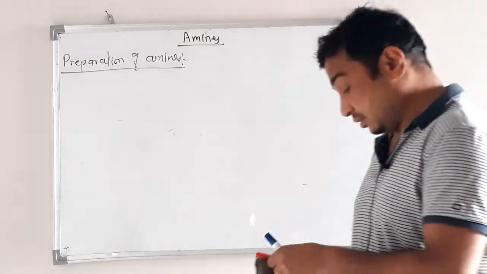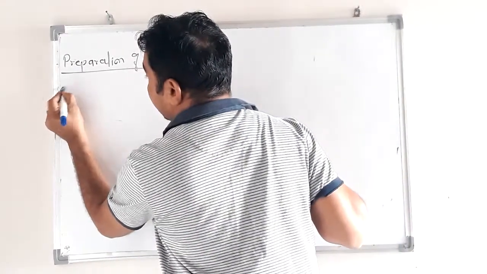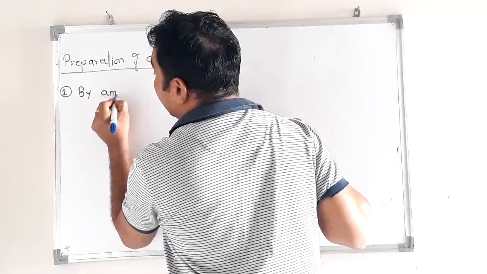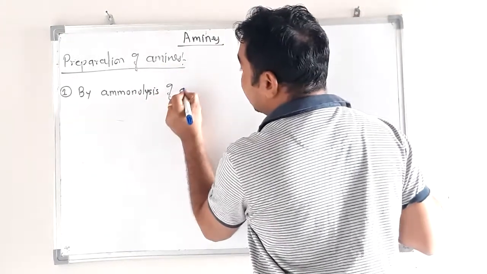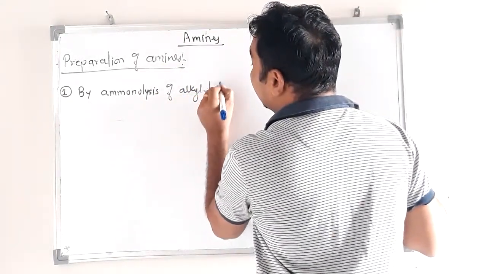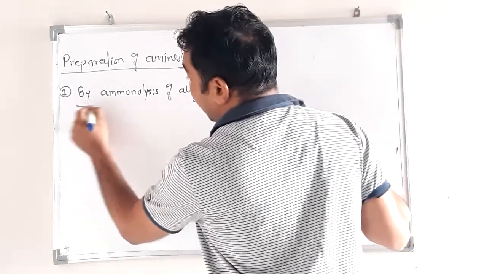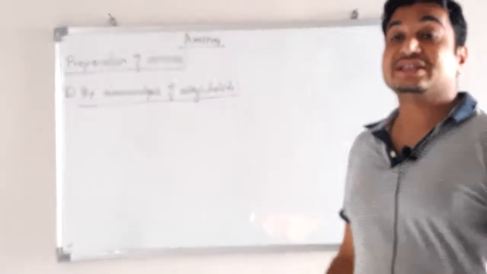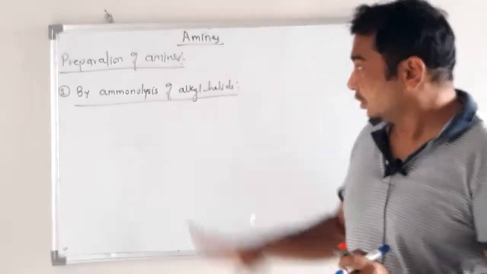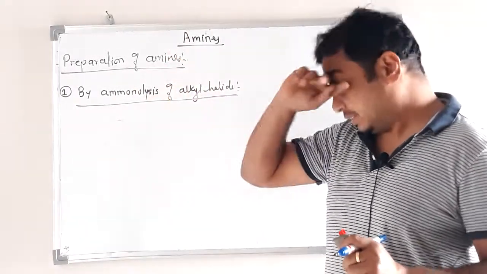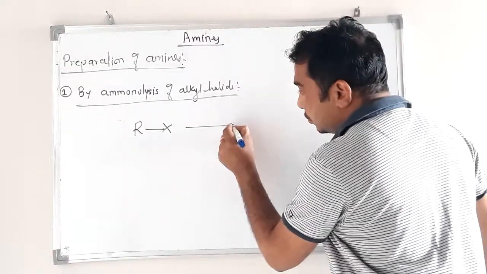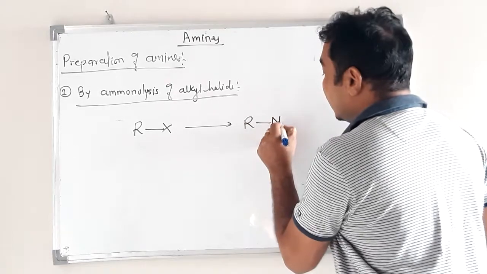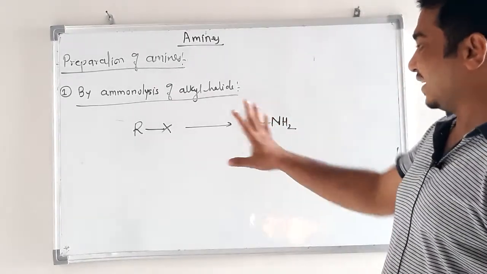So first method, by ammonolysis of alkyl halide. So this is the method to prepare amines. Now in this reaction we know alkyl halide is RX. From this alkyl halide we have to prepare amine RNH2. So this is the actual reaction taking place.